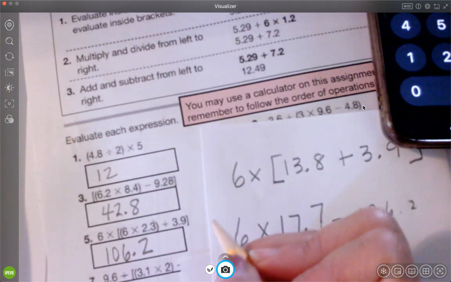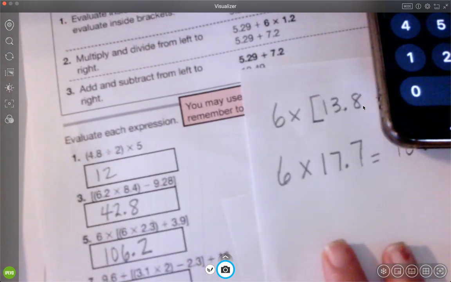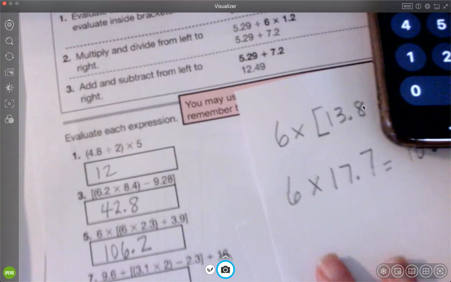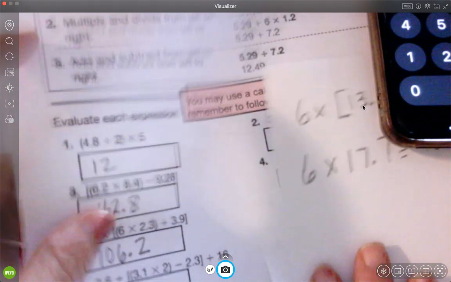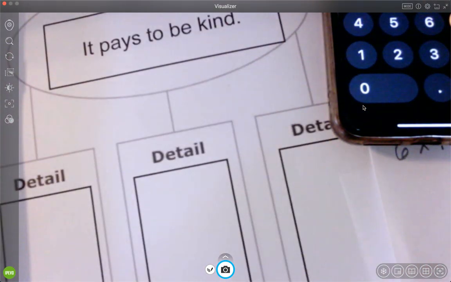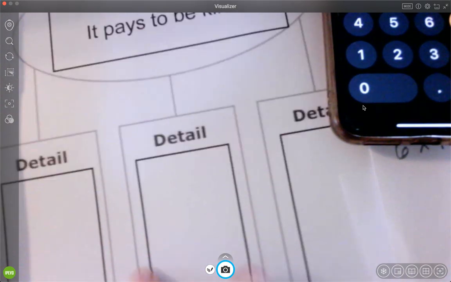Okay. Up next, we've got number 7. And I'm going to scoop my paper. I need to fold my paper up so you can see the problem. So I'm going to do that while we're waiting.